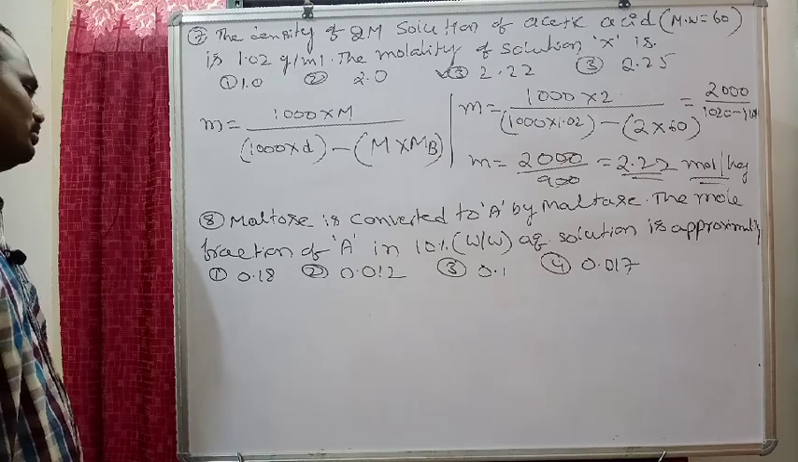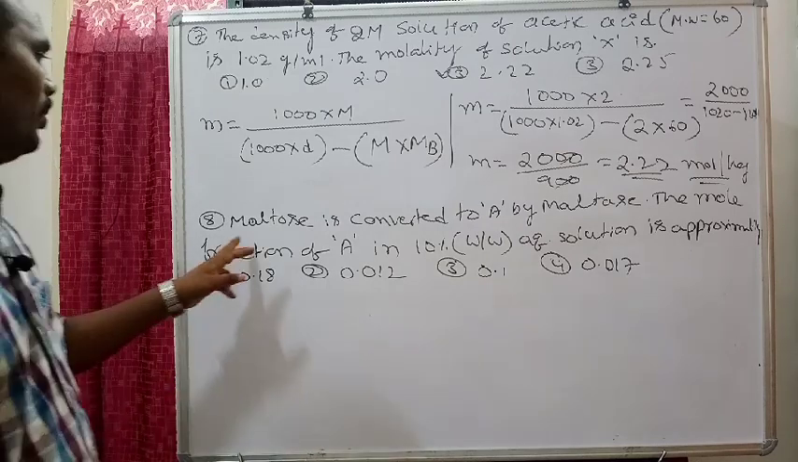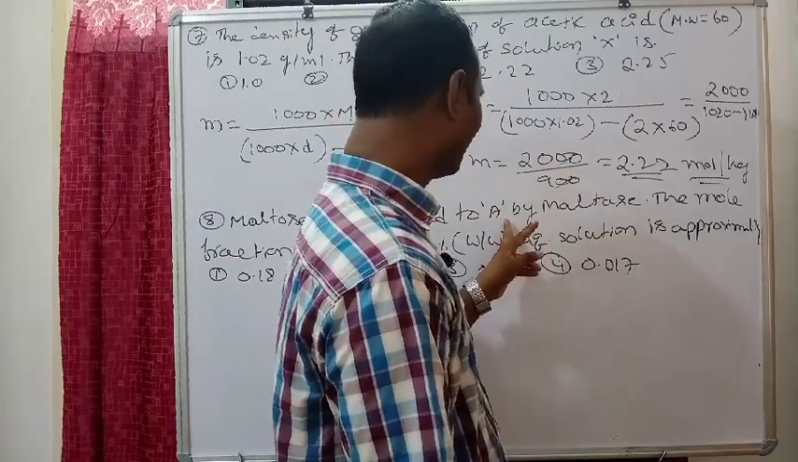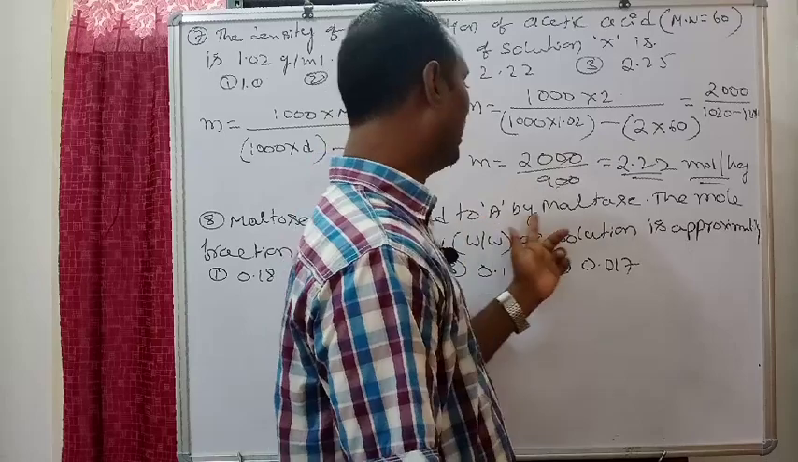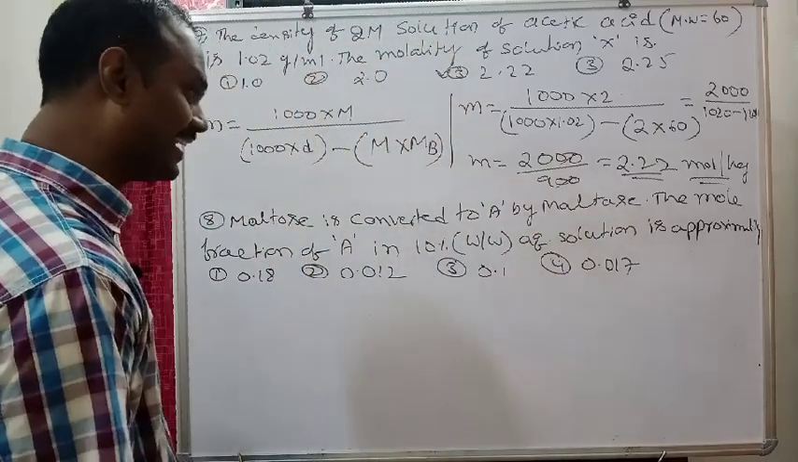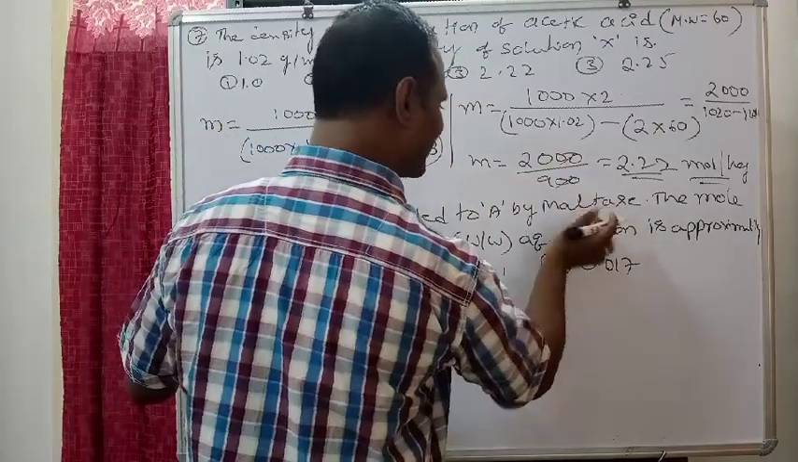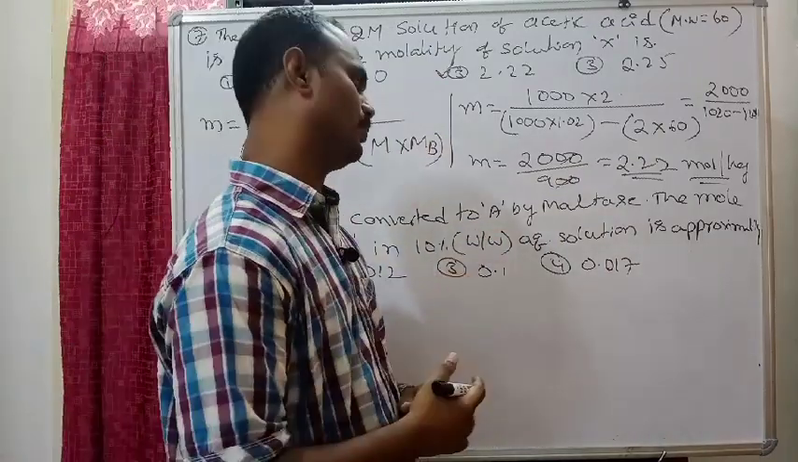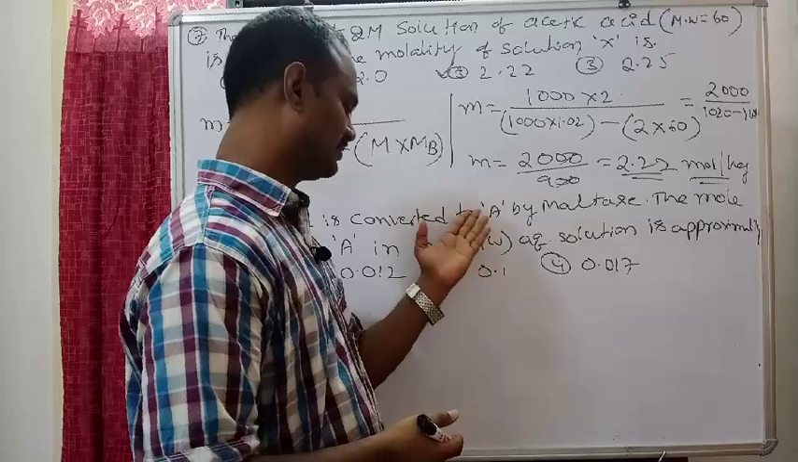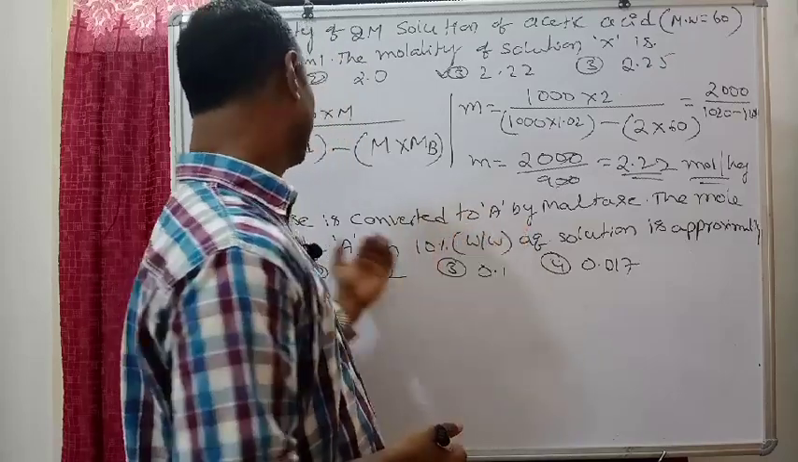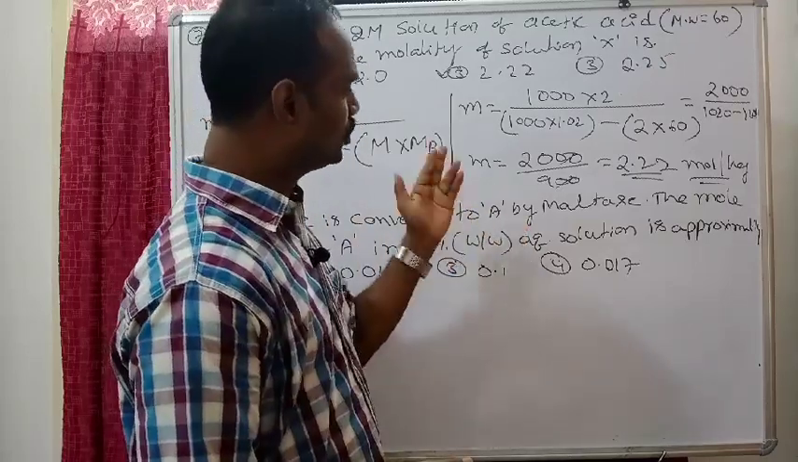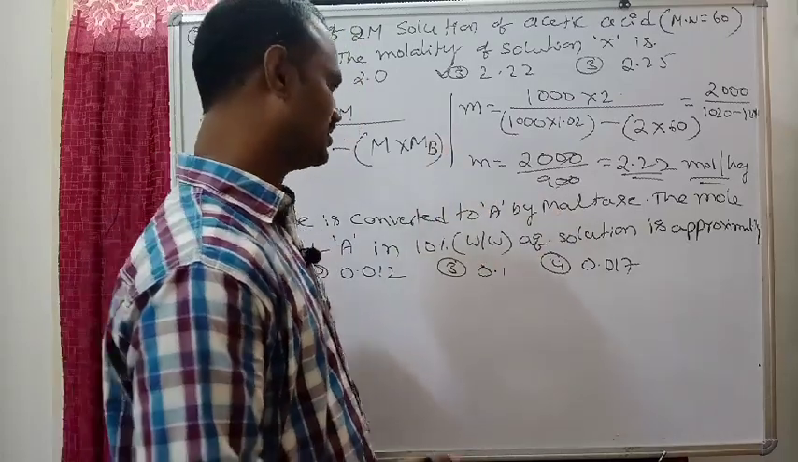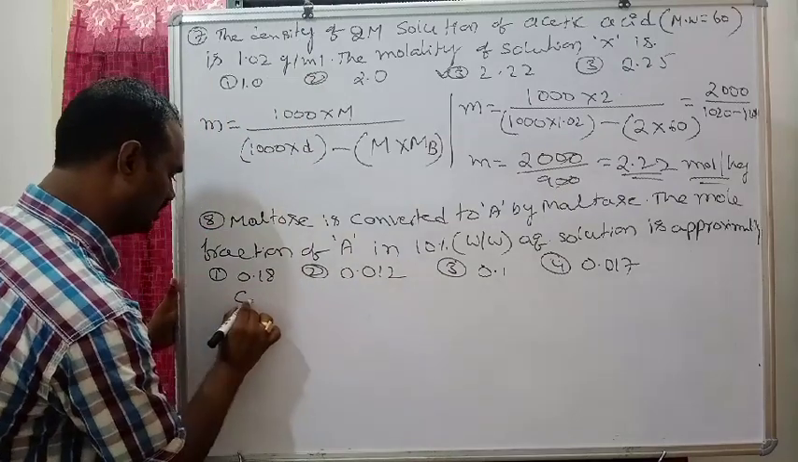Now come to another problem. Maltose is converted to A by maltase. Maltase is an enzyme. Maltose sugar is divided into a component. Actually, in biomolecules it will come: maltose converts into glucose by the action of maltase. Is it clear?